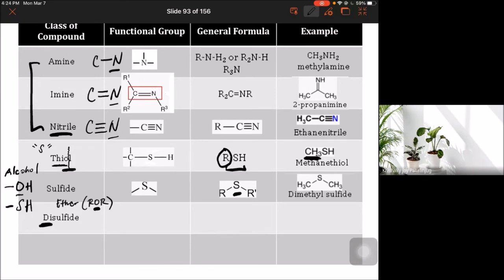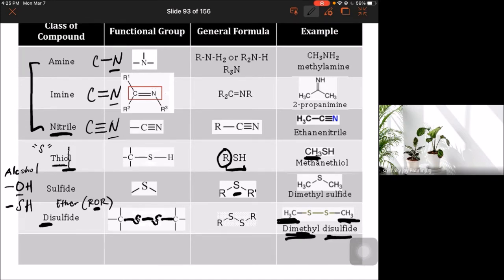Next, disulfide. From the prefix di, meaning two, there are two sulfur atoms in the middle of the R groups. As you can see, the two sulfurs are singly bonded to each other. That's disulfide, and they are singly bonded to R groups, represented by the carbon atom of an alkyl group. In the specific example here, the R groups are methyls, so it is dimethyl disulfide.